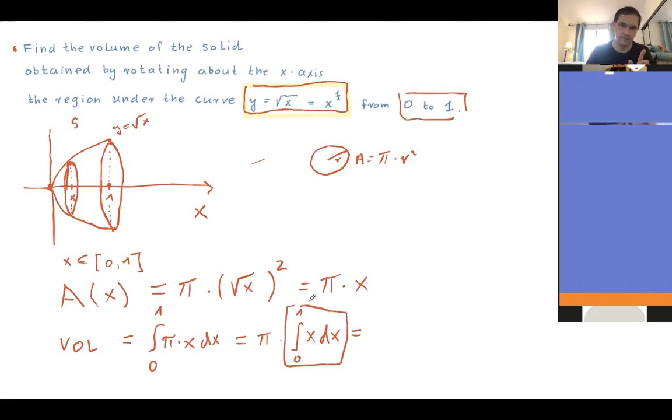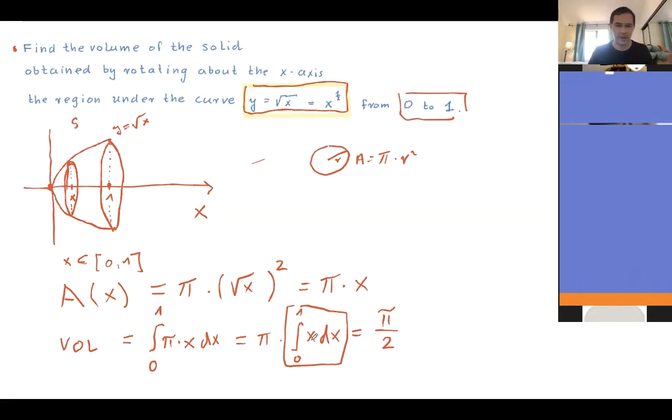Pi over 2. Perfect. This is exactly right. This integral itself is 1/2, but you have already multiplied this by pi, which is pi over 2, which is perfect. This is exactly pi over 2, and this is the volume, and that's it.